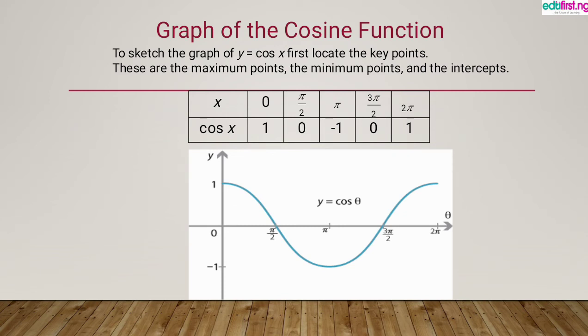We also have it in a graph. It is being illustrated using a graph. It starts from 1, just as it is on the table, then moves to 0, then to -1, then to 0 again, then to 2 pi, which is 1.